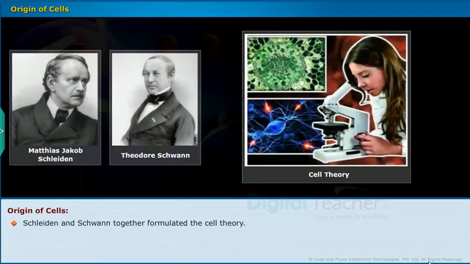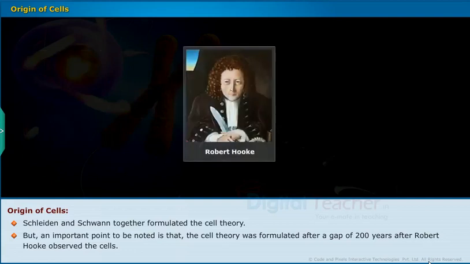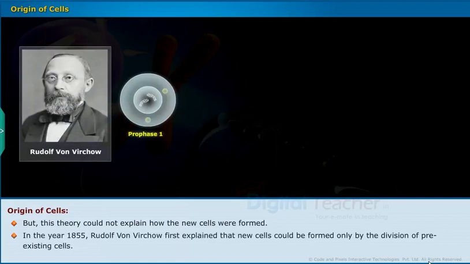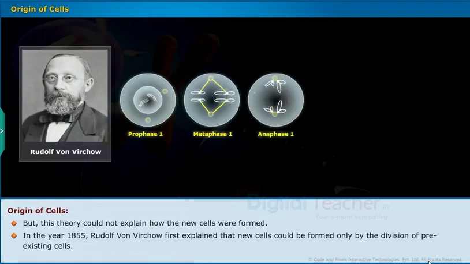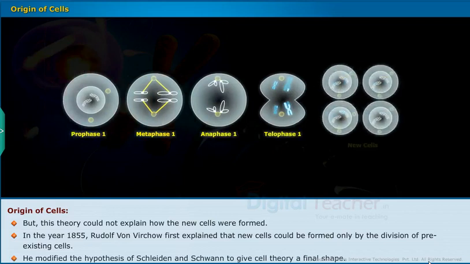Schleiden and Schwann together formulated the cell theory. But an important point to be noted is that the cell theory was formulated after a gap of 200 years after Robert Hooke observed the cells. But this theory could not explain how the new cells were formed. In the year 1855, Rudolf von Virchow first explained that new cells could be formed only by the division of pre-existing cells. He modified the hypothesis of Schleiden and Schwann to give cell theory a final shape.